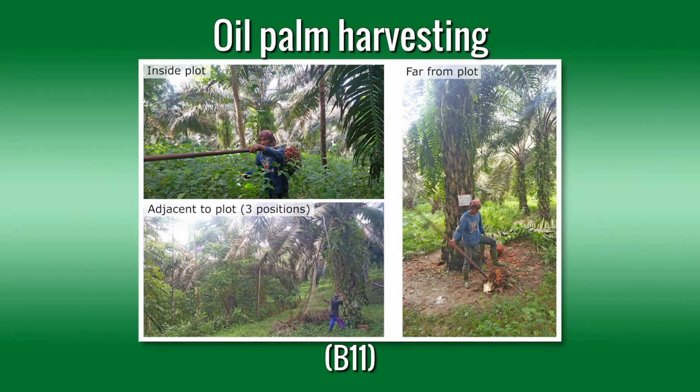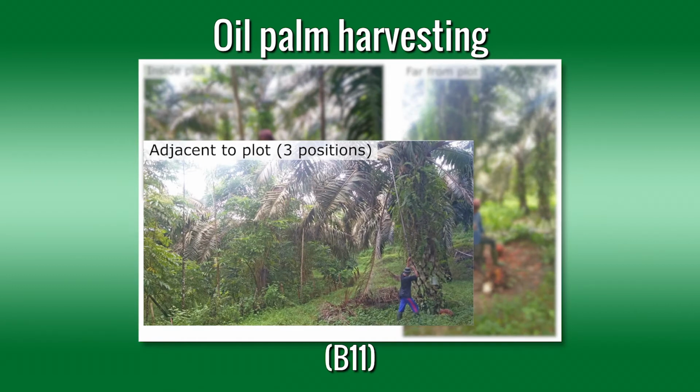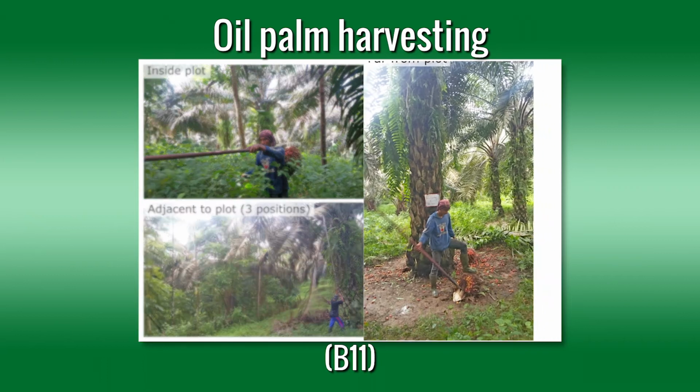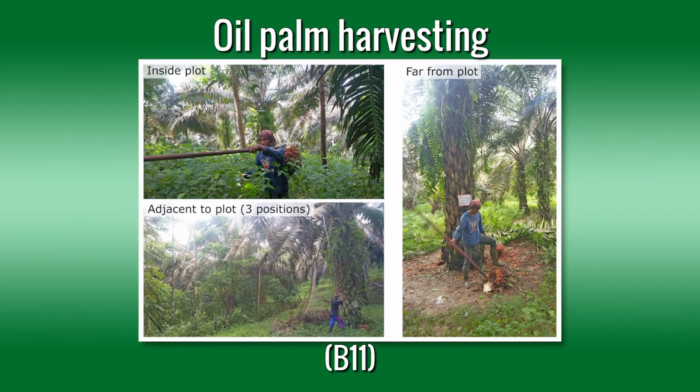We measure the harvested yield of all the oil palms located inside the experimental plots and also the palms adjacent to the plots. As you see here, the oil palm that is harvested is located directly next to the plot, so in position number 1. But we also monitor the oil palms in position number 2 and 3 in order to quantify the potential spillover effect on the surrounding oil palm plantation. We then compare the results with the oil palm yield in the conventional plantation.